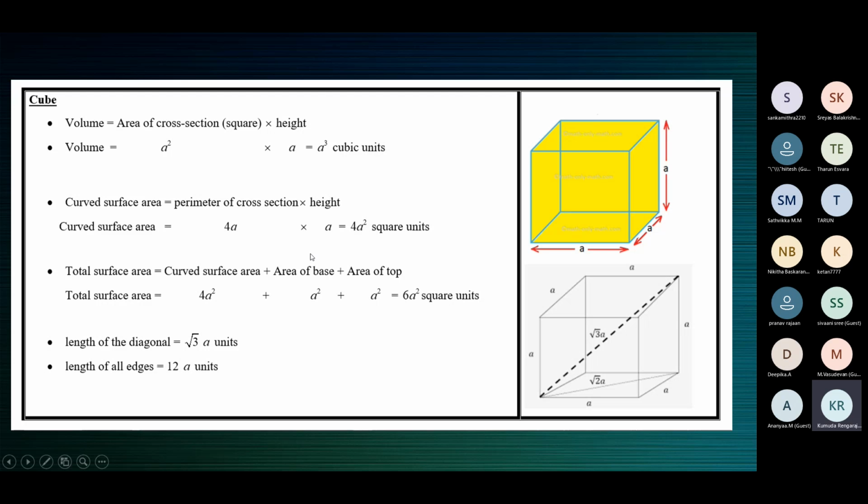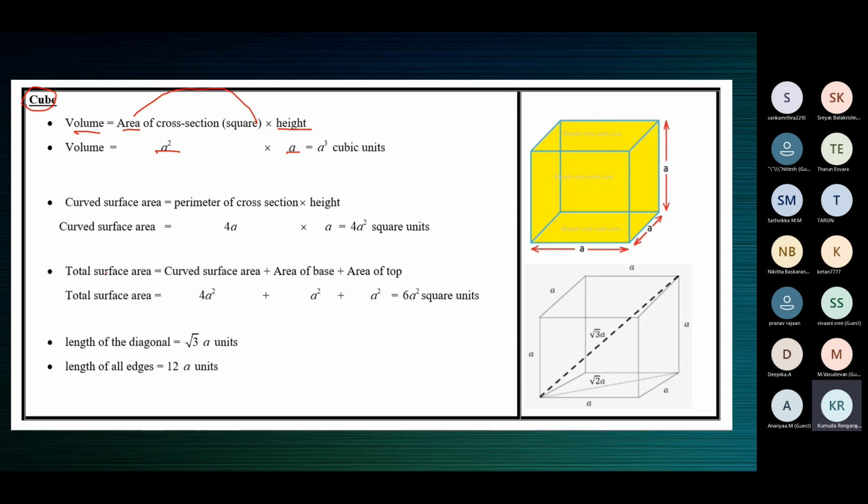So below that, see here. Volume of a cube, because I've given the heading cube, I've not written "of cube" here. You can see this is about a cube. So volume is equal to area into height. The cross section is a square. So what's the area of a square? a square. Into height. What's the height here? The height here is a units. So a square into a, a cube cubic units, is the volume of a cube.